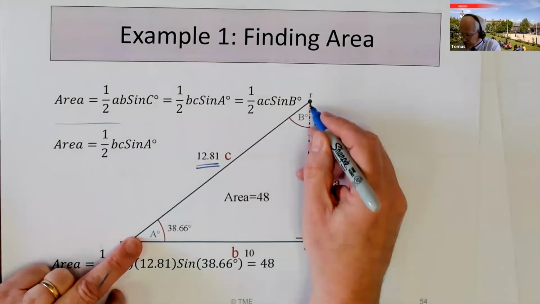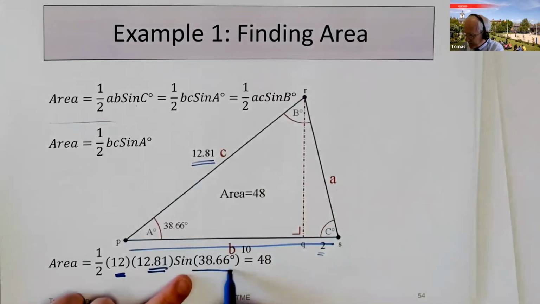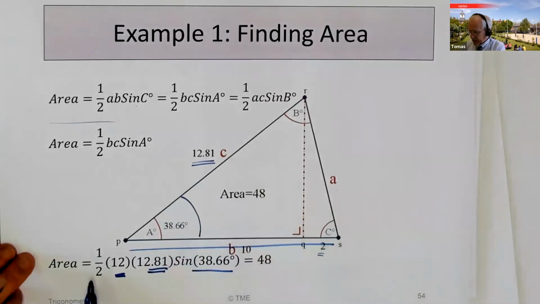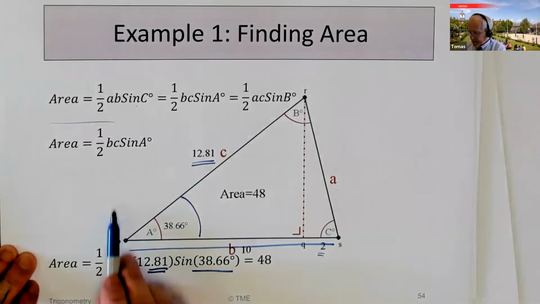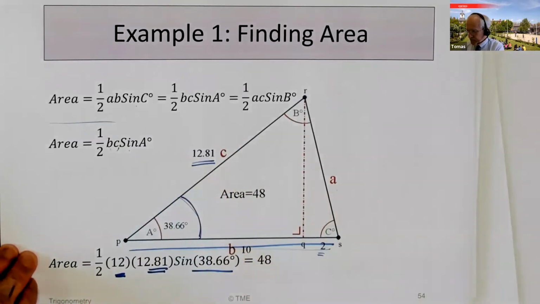So if I were to do this here, half AB sine C, I say a half of A, which is this one here, that length there, 12. This one here, 12.81, by sine of the angle in between. So the area is half of 1 by the other by the other. So I know the length B is 12. I know that C is 12.81. I know that that's sine A.